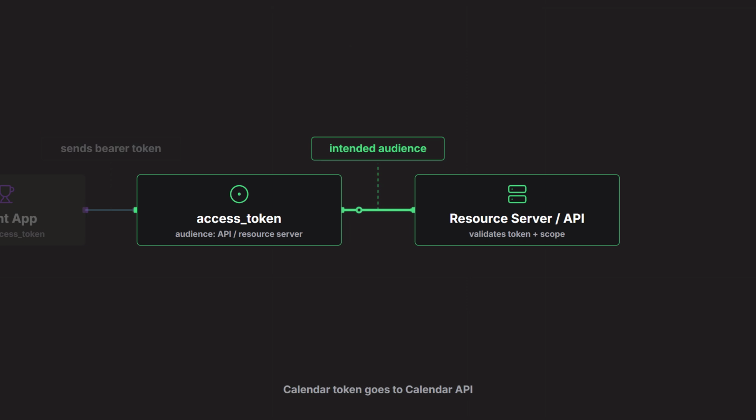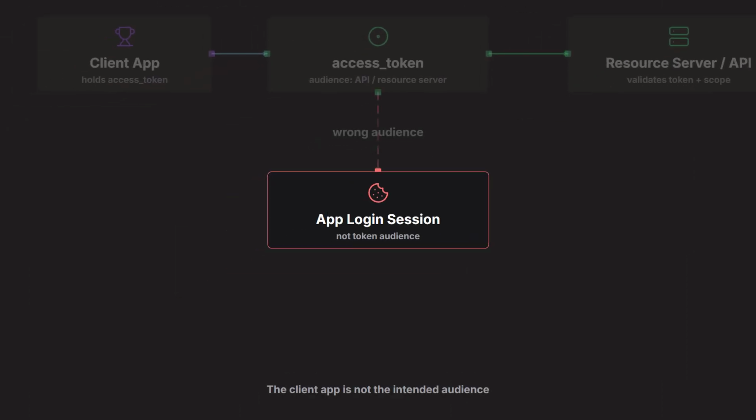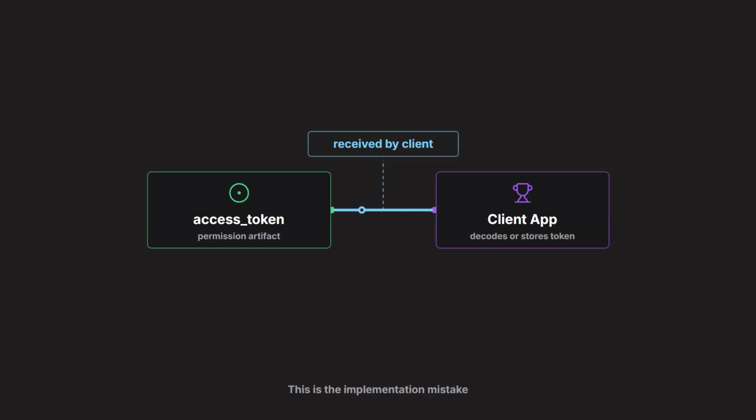If the token is for the Google Calendar API, your app sends it to the Google Calendar API. If it is for the GitHub API, your app sends it to the GitHub API. The resource server validates the token and decides whether the requested API call is allowed. Your app is not the intended audience for that access token. The API is. That is the part many implementations get wrong.